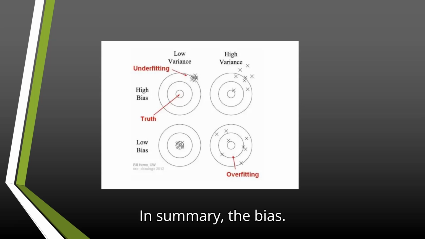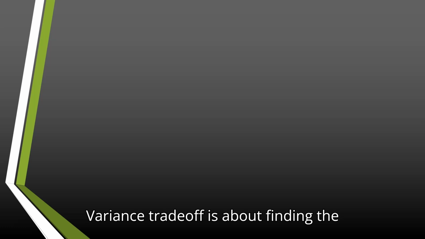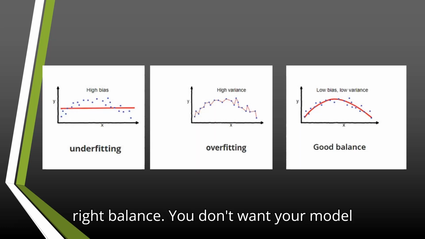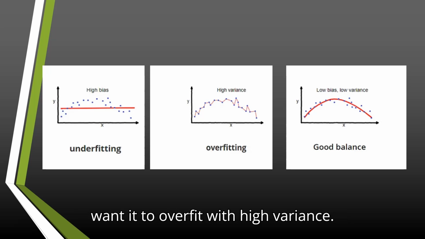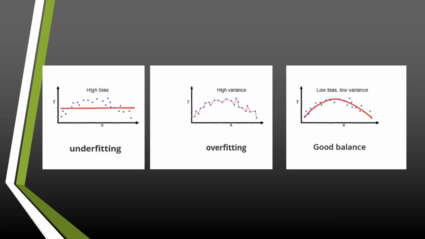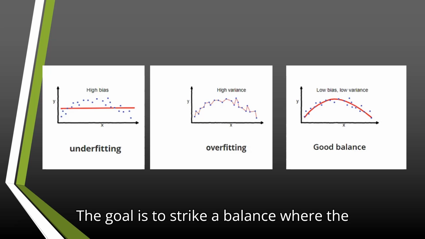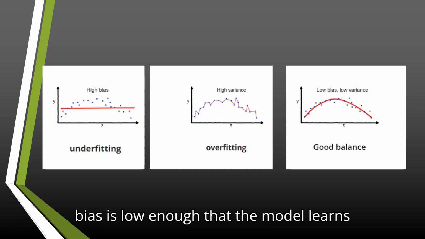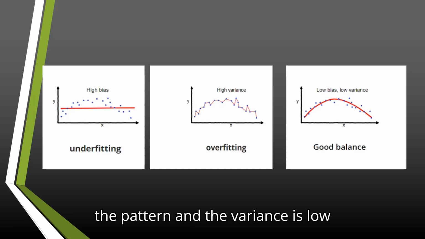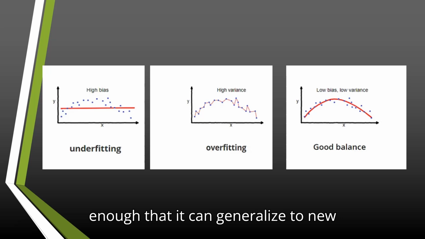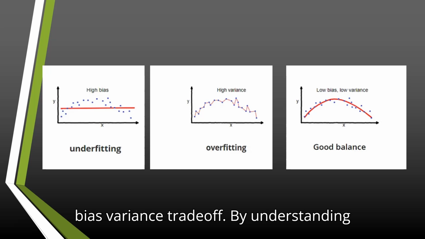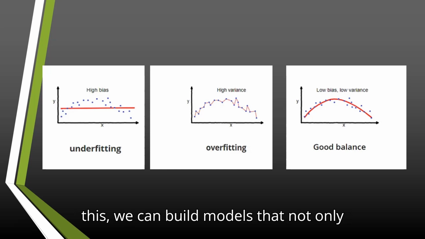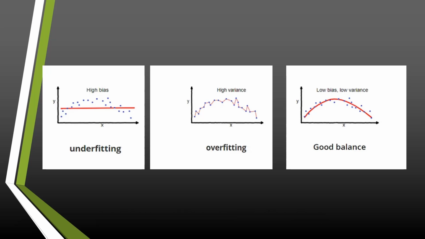In summary, the bias variance trade-off is about finding the right balance. You don't want your model to underfit with high bias and you don't want it to overfit with high variance. The goal is to strike a balance where the bias is low enough that the model learns the pattern and the variance is low enough that it can generalize to new data. And that's the beauty of the bias variance trade-off. By understanding this, we can build models that not only perform well on the training data, but also on unseen test data.